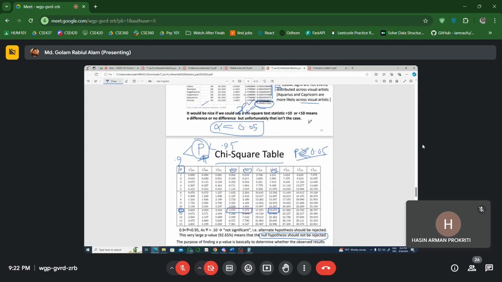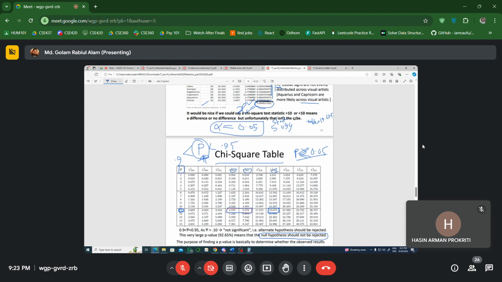The table value is 19.675. And first, our statistic is 5.094. So this is our stat. So if the stat is greater than the table value, then we have to reject the null hypothesis. Otherwise, we have to accept that.